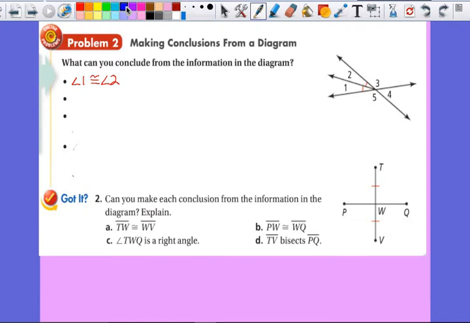What's something else you might know? Let's talk about vertical angles. Is there a set of vertical angles that you know are in here? Well, if you look, do we have a straight line here? Yes, we do. Do we have a straight line here? Yes, we do. So that gives us one set of vertical angles, which would be angle 3 and angle 5 are vertical angles.